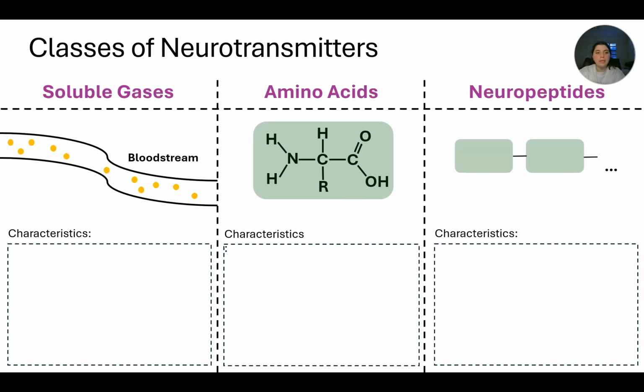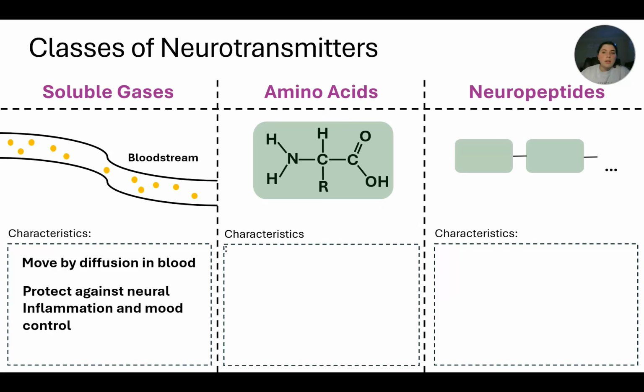typically seen in neurotransmitters. So first you have your soluble gases, and soluble gases are going to work by essentially dissolving in the bloodstream, and they're going to diffuse between the presynaptic neuron and the postsynaptic neuron. So, like I said, these move by diffusion in the blood, and oftentimes they're going to be useful for protecting against neural inflammation and also increasing mood control. So those are just some of the common functions of soluble gas neurotransmitters, and some examples are going to be nitrous oxide, hydrogen sulfide, and carbon monoxide.